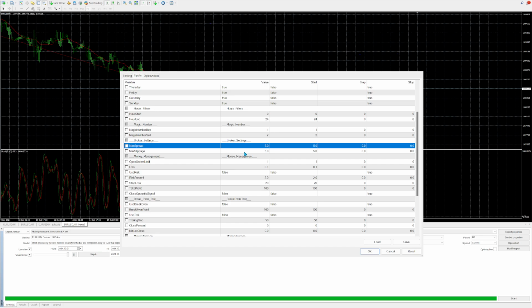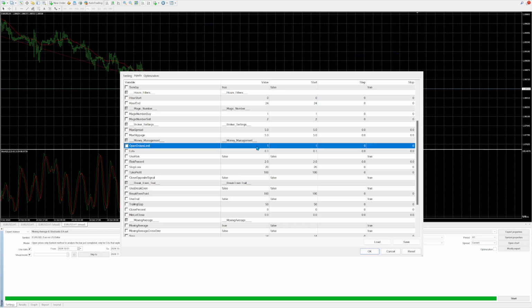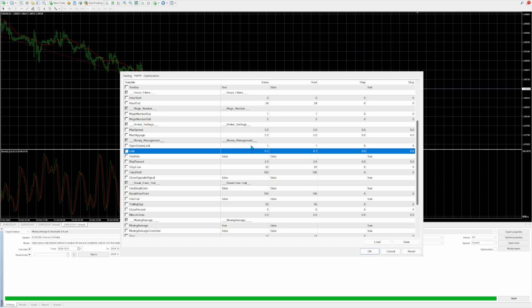This is basically to avoid the EA sending signals or placing trades if the spread or slippage are above these values. These values are in pips. Money management. So you have the open orders limit. This is the maximum number of orders that can be open at any time, which is set to 1 by default. This means that the EA would be able to open one buy and or one sell trade at any time. Okay, lots is the position size you will use.